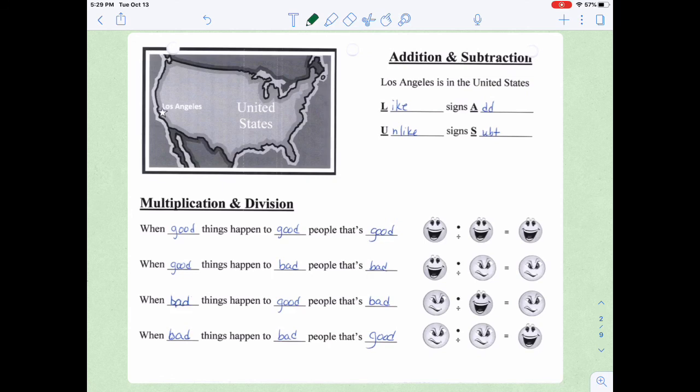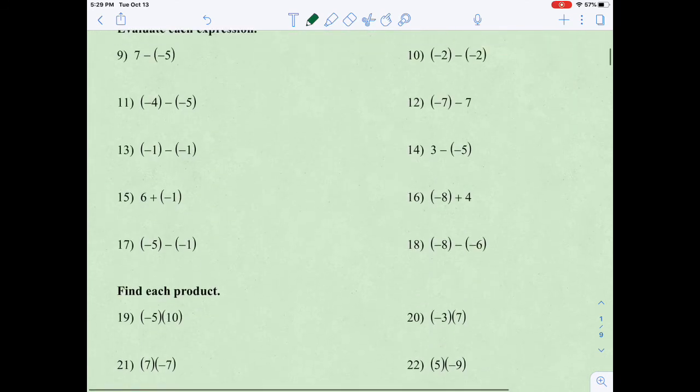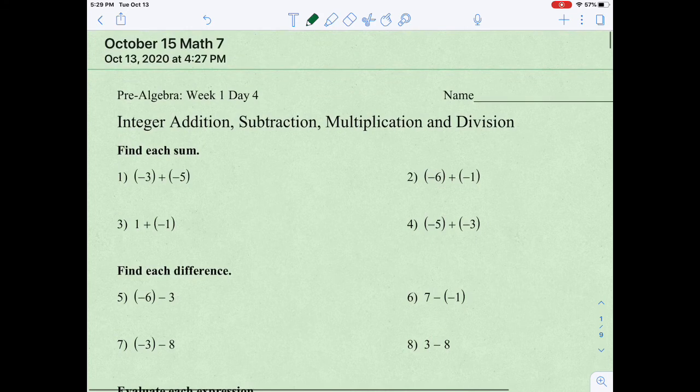Here we have the map of the United States, and Los Angeles is over here, and we have this saying, Los Angeles is in the United States. So LA, like signs add, US, unlike signs subtract.